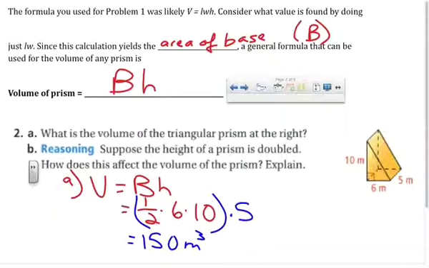Suppose the height of the prism is doubled. Do you think that the volume of the prism will therefore be doubled, or do you think that something else will happen? It would just be doubled, and here's how you know why. Look at what's happening to the H in the formula. It's just being multiplied by whatever else is in the formula. I'm not squaring it, I'm not doing anything interesting to it other than multiplying it. So that means for part B, the volume would be doubled.